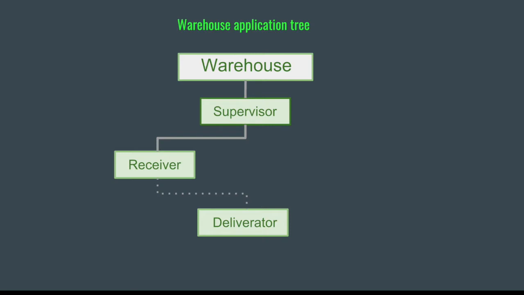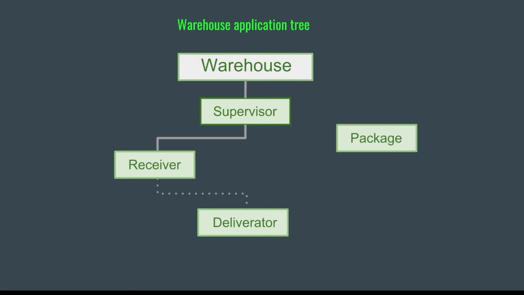The idea here is that the receiver will start a deliverator process, hand off some packages to it, and once the deliverator is done, it will shut itself down. There will also be a package module that will be a struct with a few useful functions. It won't be a gen server though.